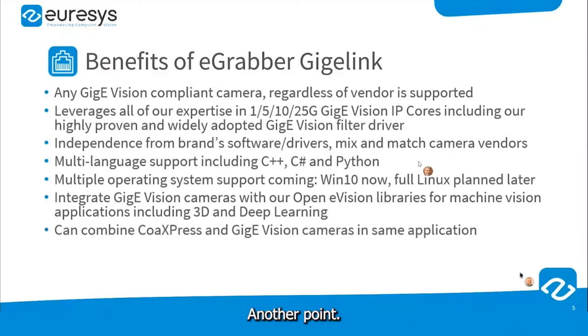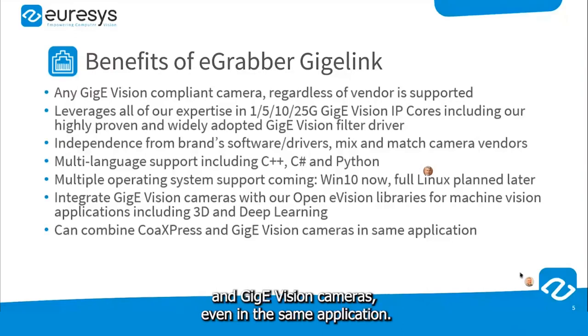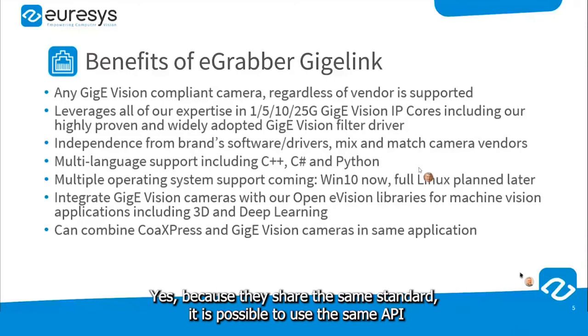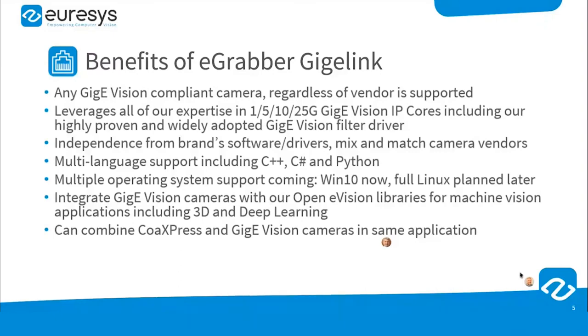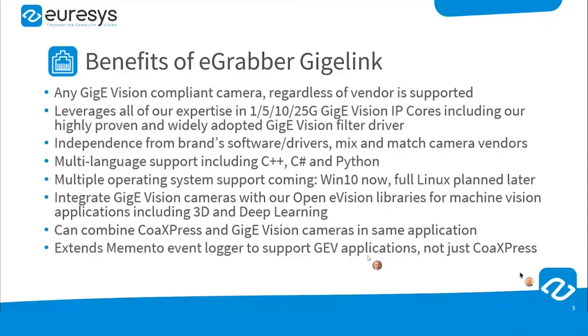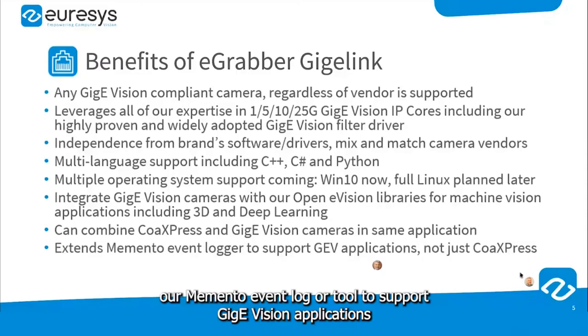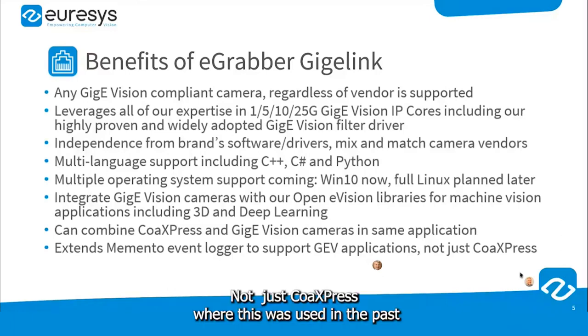Another point, it sounds like I can now easily combine CoaXPress and GigE Vision cameras even in the same application. Yes, because they share the same standard, it is possible to use the same API to control the camera and access the parameters the same way. Another point is that this would extend our Memento event logger tool to support GigE Vision applications, not just CoaXPress where this was used in the past.